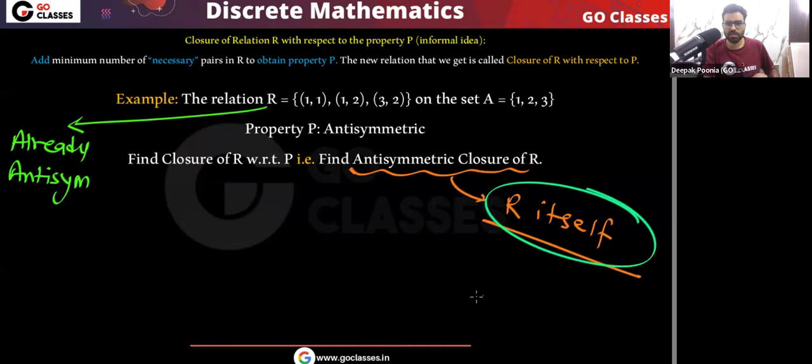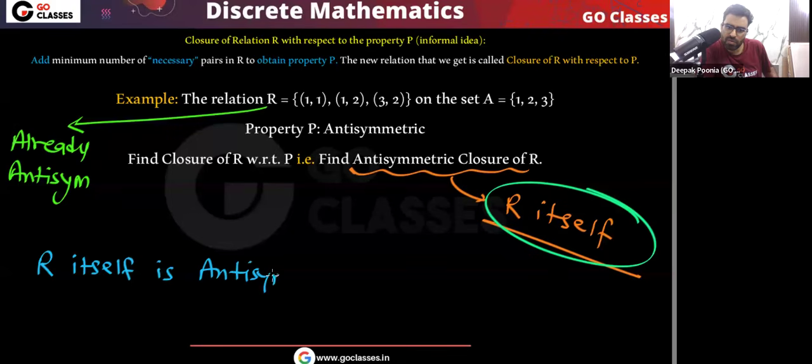So this is the answer. Here the anti-symmetric closure exists, and R itself is the anti-symmetric closure of R. That's it. Very simple. I hope you understood.